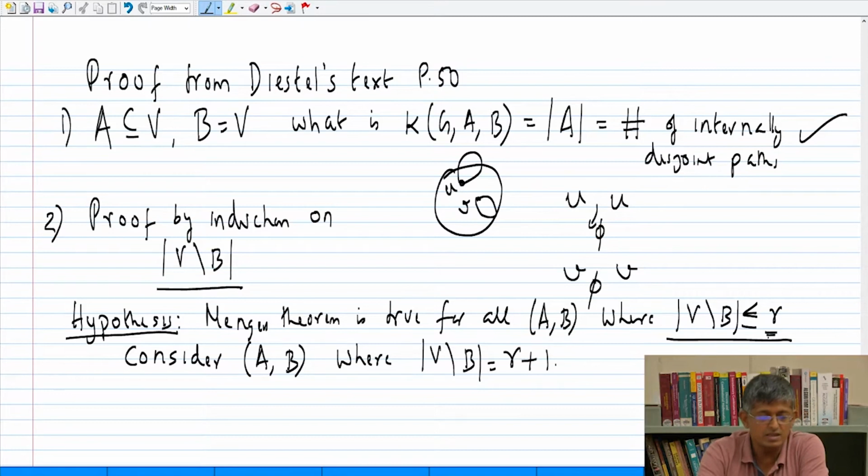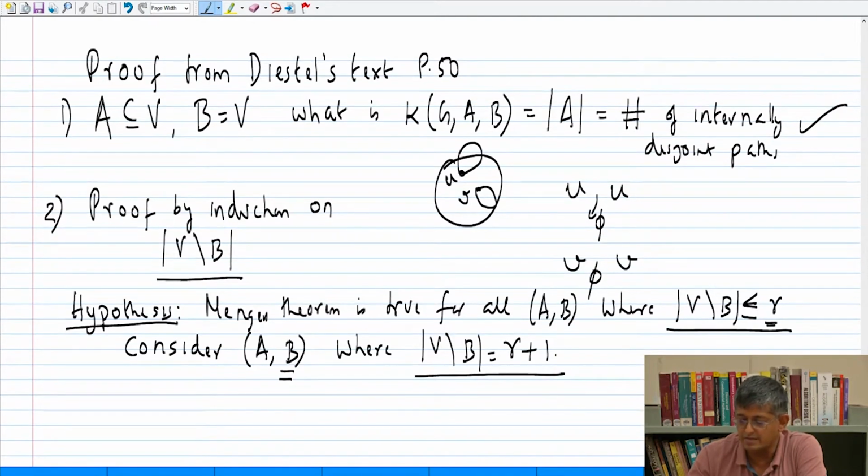So now I am going to consider a set. Now I am going to prove that the claim is true for a B where V minus B is larger, R plus 1. Okay. To do this, here is an algorithmic trick. I don't know how to make it work in a certain running time, but it is one.